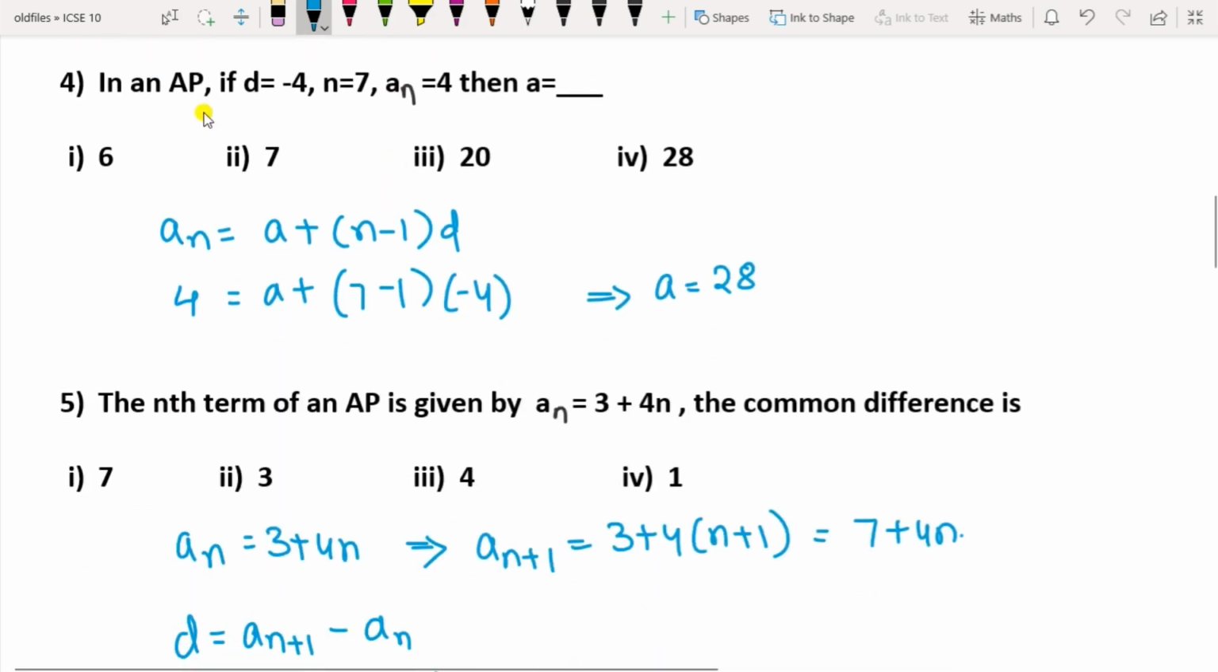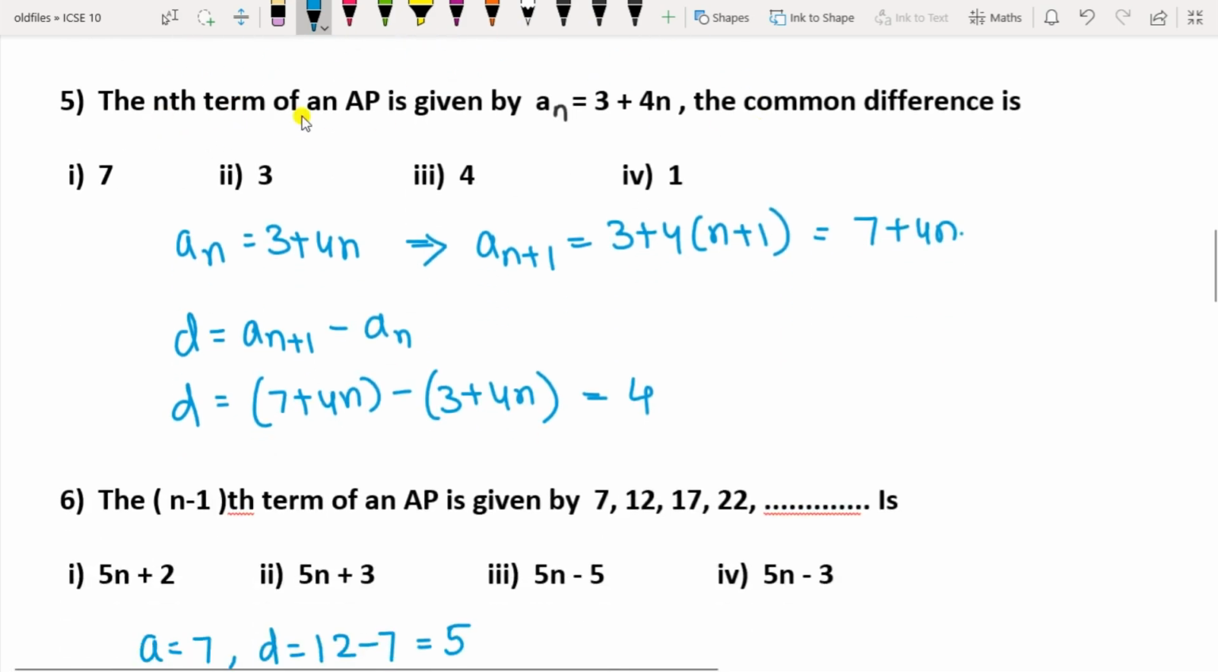In an AP, if D is equal to -4, N is 7, An is 4, then you have to find the value of A here. So again the same formula, An equals A plus (n minus 1)D. An is 4, you want to find A, N is 7 and D is -4. So if you solve this, you get the value of A as 28. So option 4 is the correct option.